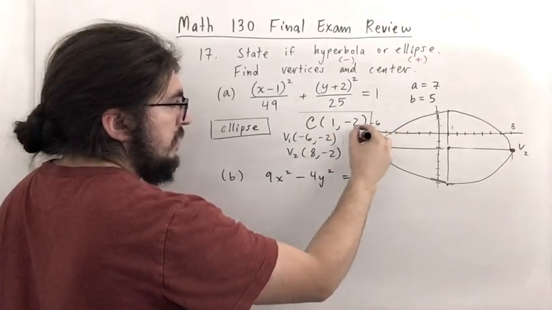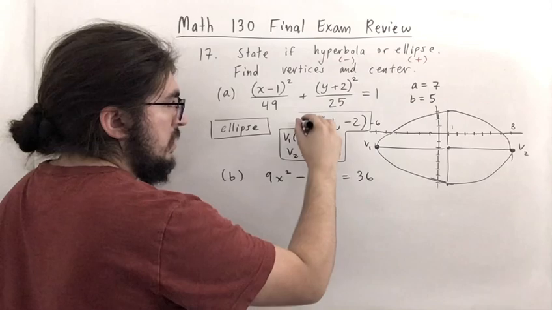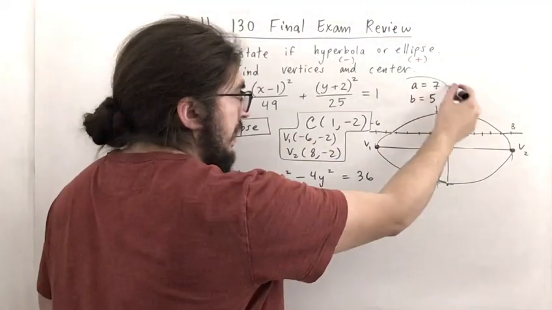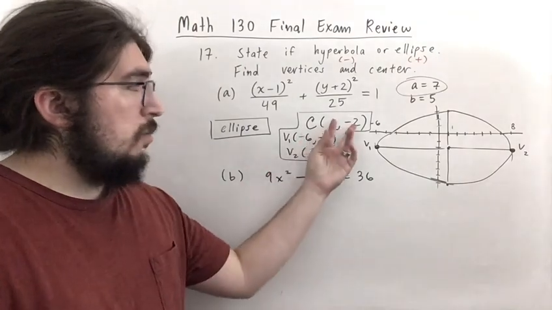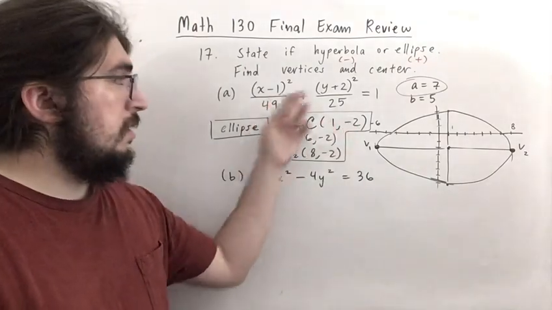And yes, there is kind of a shortcut. What's the shortcut? Find a, and you do plus or minus that a value to either the x or y value of the center, depending on which one the larger one is.